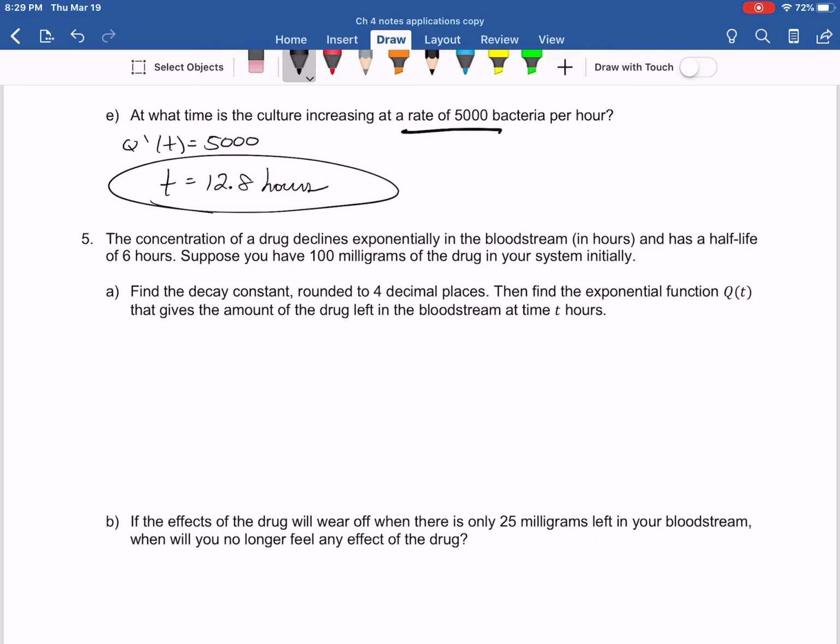So again, initially you have 100 milligrams. 6 hours later, you have half of that, which is 50. Okay, so 6 hours is how long it took for that 100 to become 50 milligrams. So we're going to solve this equation for k. I'm going to let you fill in some of those steps. I'm not going to do it all for you. You're going to end up getting k equals negative 0.1155.